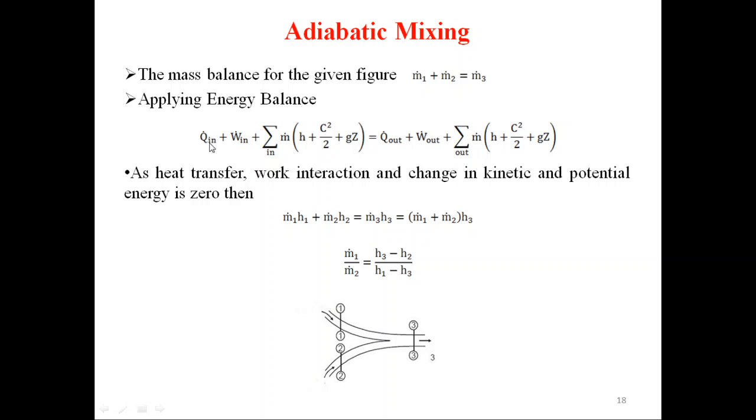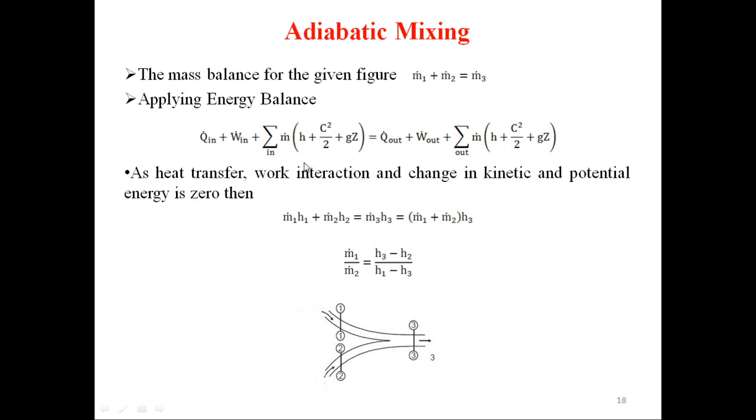So this Q̇ in and Q̇ out is 0. Ẇ in, Ẇ out is 0. And the change in kinetic and potential energy is 0. It means C² upon 2 on the left side equals C² upon 2 on the right side, so it will be cancelled out, and gz on the left side equals gz on the right side, that is, the potential energy change is 0, so it will be cancelled out.